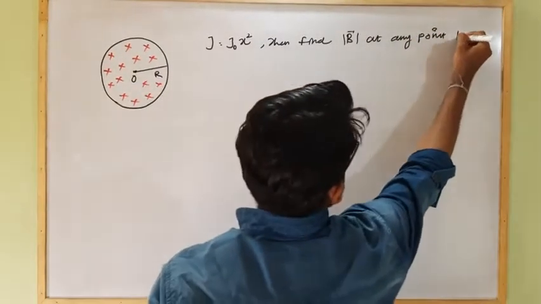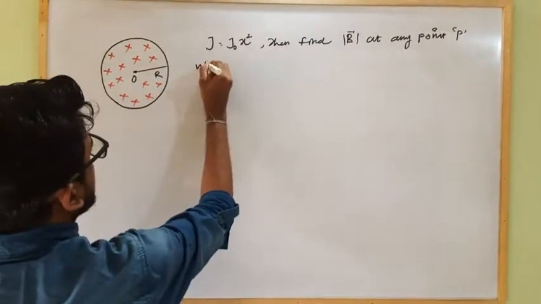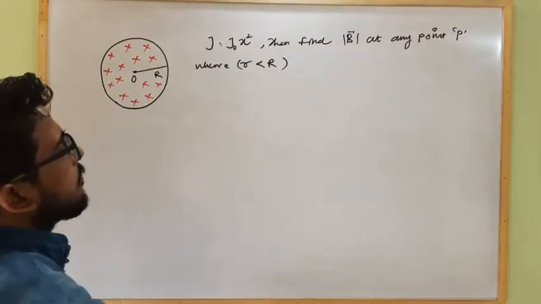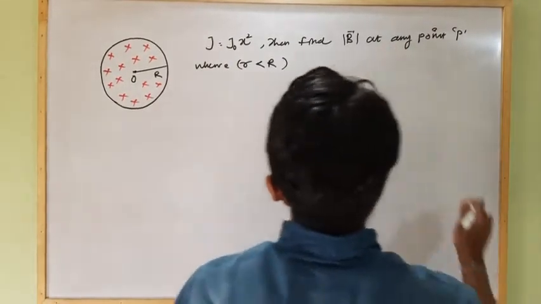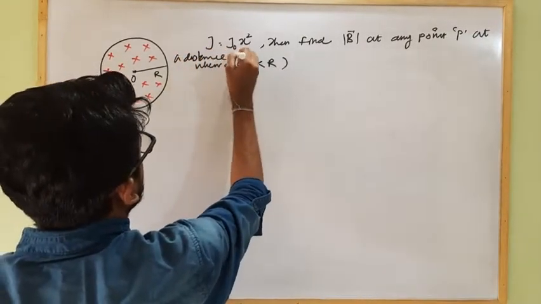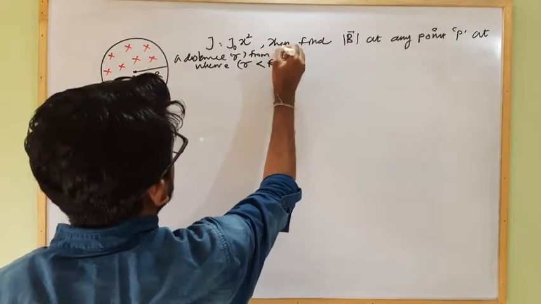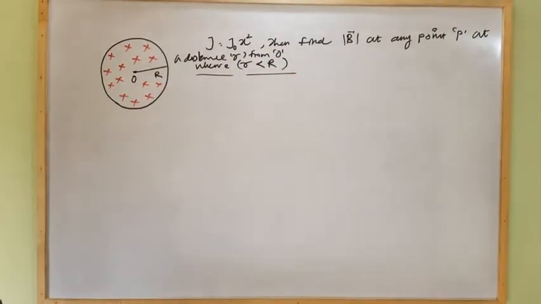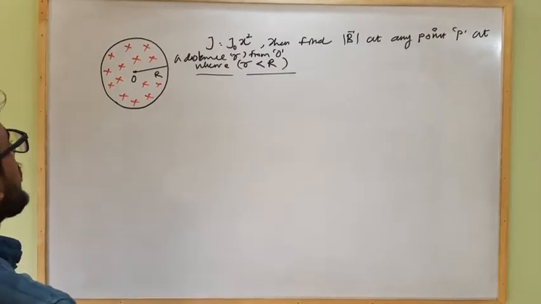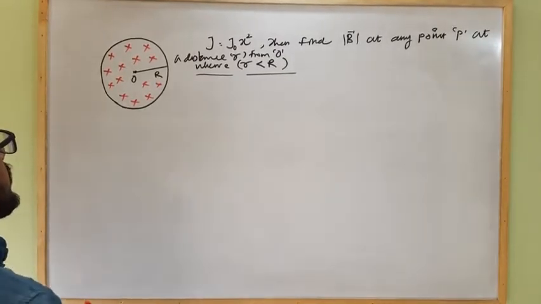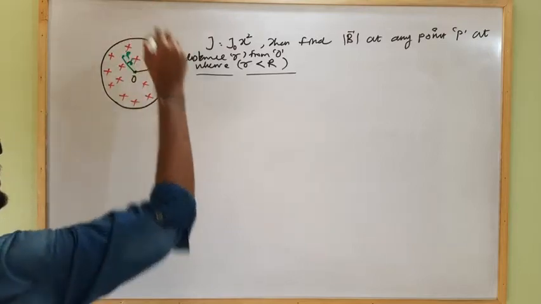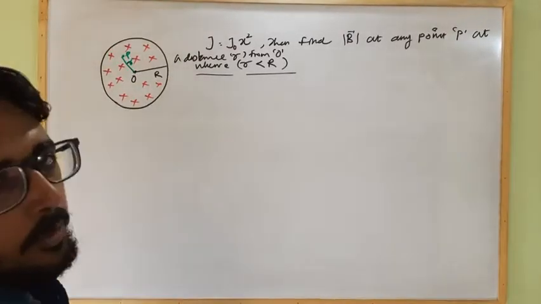Let the point of observation be P, where r is less than capital R. Find the magnetic field strength at any point P at a distance r from O, where r is less than capital R. That means any internal point P. So let us assume the point of observation is at this place P, at a distance r. We have to find the magnetic field strength at point P.